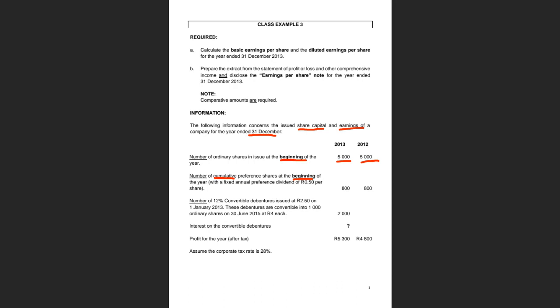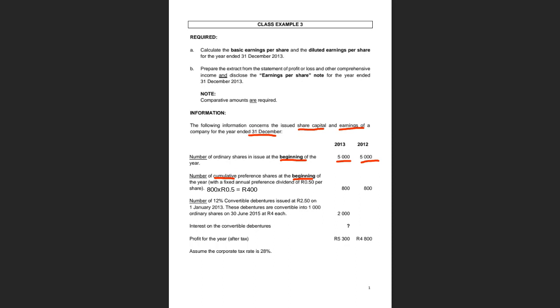Now it says that in the brackets, it says a fixed annual dividend of 50 cents per share. So what would that look like? What amount is that going to look like? So we've got 800 shares, right? And we want to multiply those 800 shares by 50 cents. We're going to get an amount of preference share dividend. Remember, it's cumulative preference share dividends of 400 Rand per year, both 2013 and 2012. So in the current year and the prior year. Okay, so that is going to be our calculation. That's how much we're paying for preference share dividends.